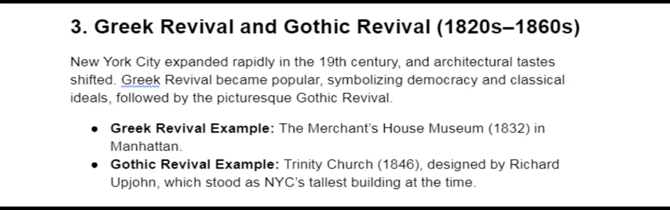3. Greek Revival and Gothic Revival, 1820s to 1860s. New York City expanded rapidly in the 19th century, and architectural tastes shifted. Greek Revival became popular, symbolizing democracy and classical ideals, followed by the picturesque Gothic Revival. Greek Revival example: the Merchant's House Museum, 1832, in Manhattan. Gothic Revival example: Trinity Church, 1846, designed by Richard Upjohn, which stood as NYC's tallest building at the time.